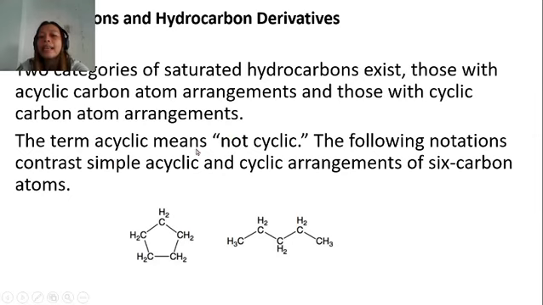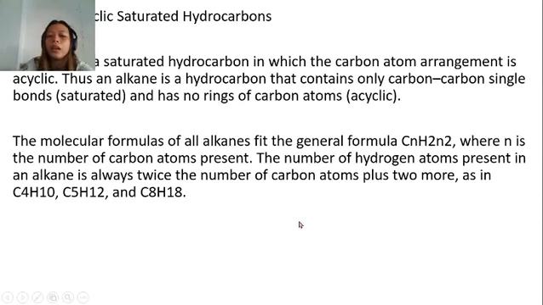The term acyclic means not cyclic, meaning it is not in a circle formation. And then, the following notations are still saturated hydrocarbons, because all the carbon-to-carbon bonds are single bonds. And then, for our cyclic, this one is an example. Even though it is cyclic, all the bonds are still single.